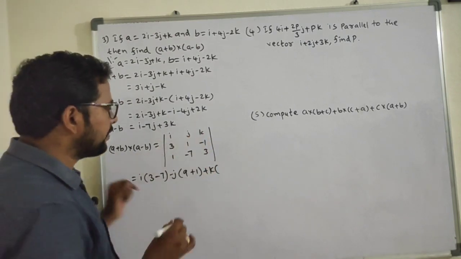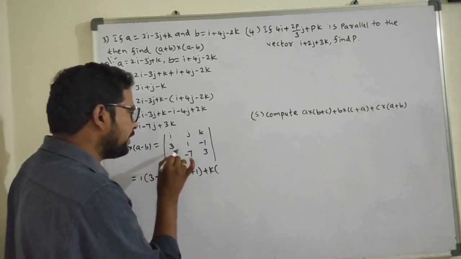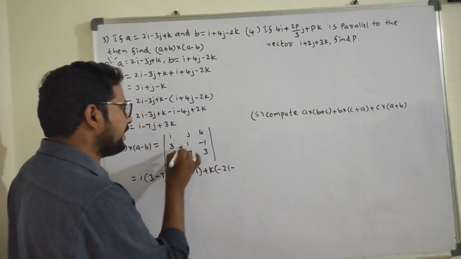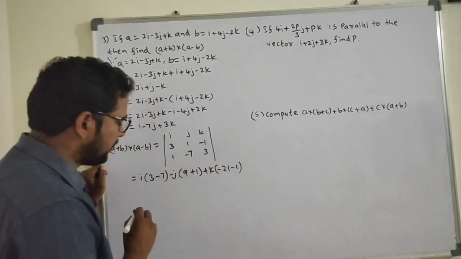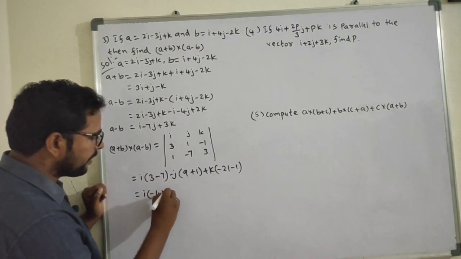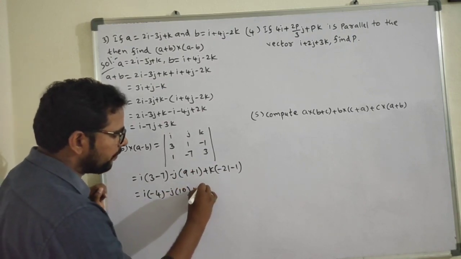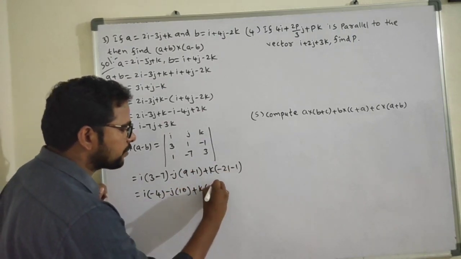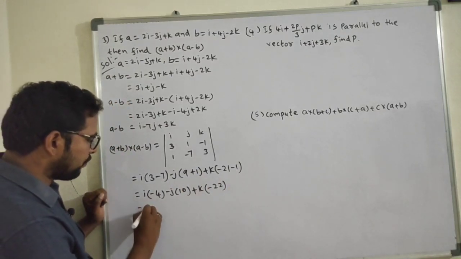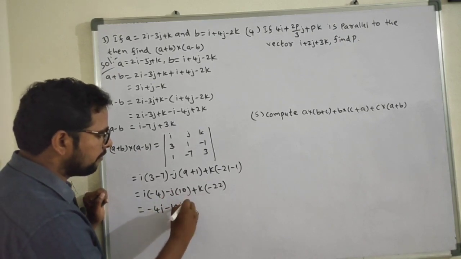Delete the first row, third column. What remains is 3, 1, 1, minus 7. So do 3 into minus 7, 3 sevens are 21, minus 21, minus 1 into 1, 1. This is equal to 3i into (3 minus 7) is minus 4, minus j into (9 plus 1) is 10, plus k into (minus 21 minus 1) is minus 22, which is equal to minus 4i minus 10j minus 22k.